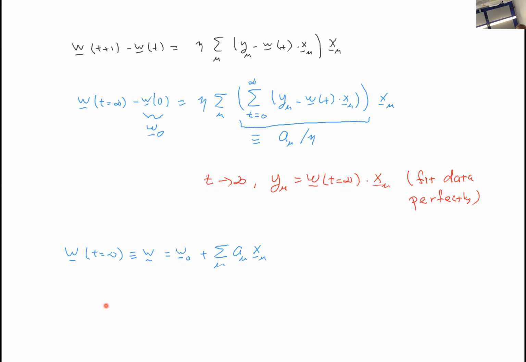So what we have to do now is find the a mu's, and for that, we're going to use the fact that we fit the training data perfectly. So to find the a mu's, we're going to write y nu equals w dot x nu equals w naught plus the sum on mu of a mu x mu dot x nu, equals w naught plus the sum on mu of x nu dot x mu times a mu. And I'm going to give this a name. I'm going to call this K nu mu, just a matrix.